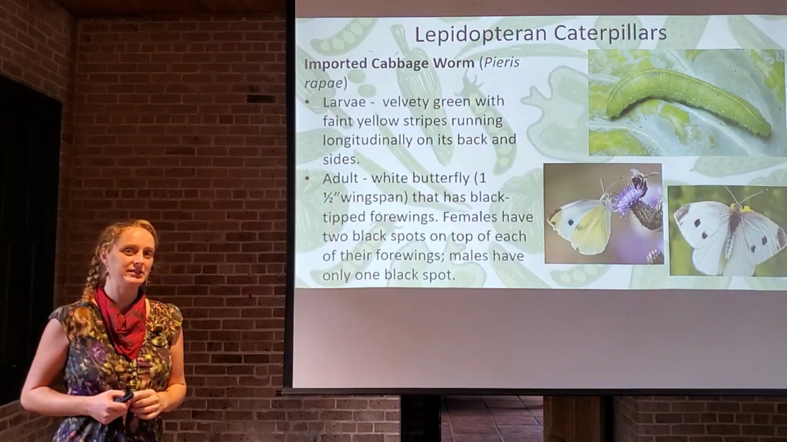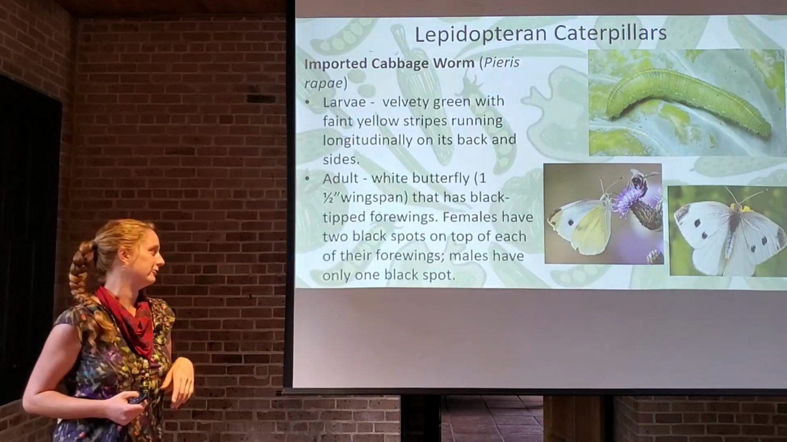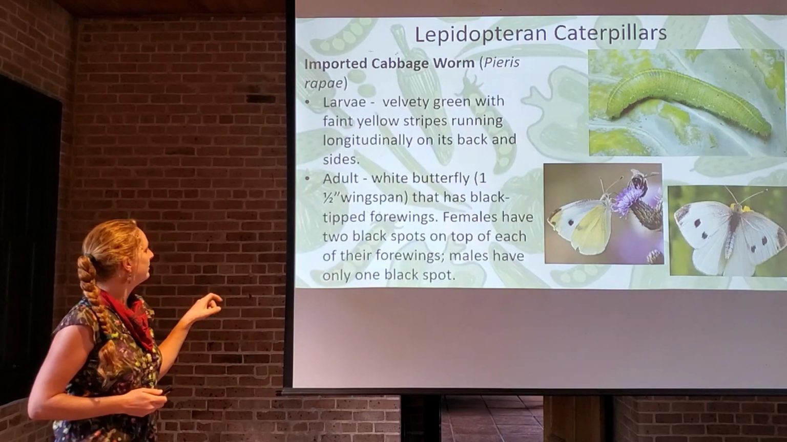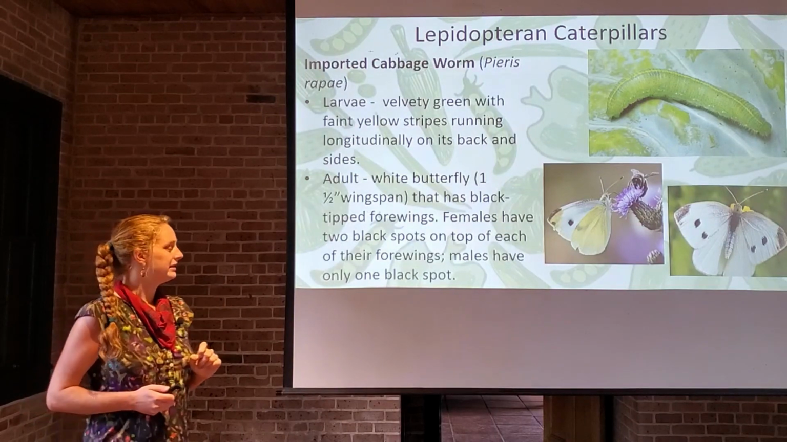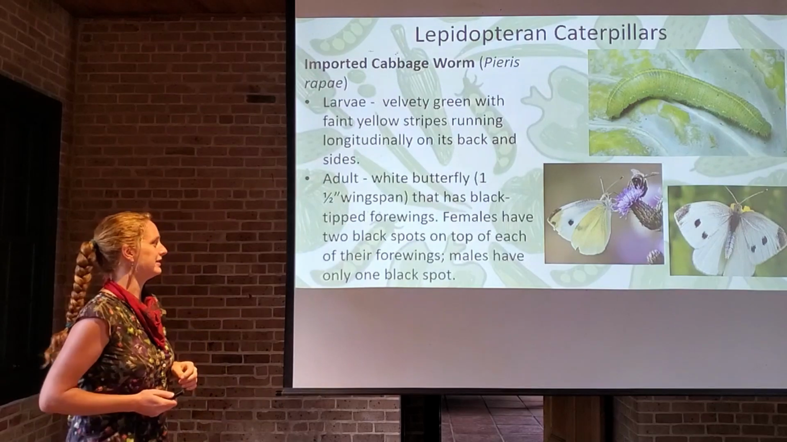I've actually never seen these in the greater New Orleans area, but I'm watching for them. The females have 2 black spots on the top of each of their forewings, and the males only have 1. So that's how you can tell those guys apart.